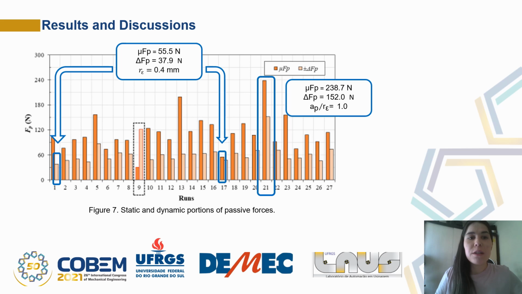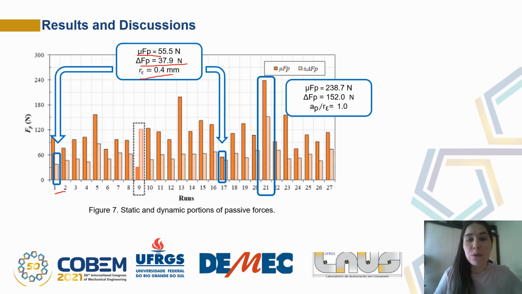Figure 7 presents that run 17 generates the lowest value of passive force for the static portion. The lowest dynamic portion was also measured in run 1. In both runs 1 and 17, a tool nose radius of 0.4 millimeters was used.